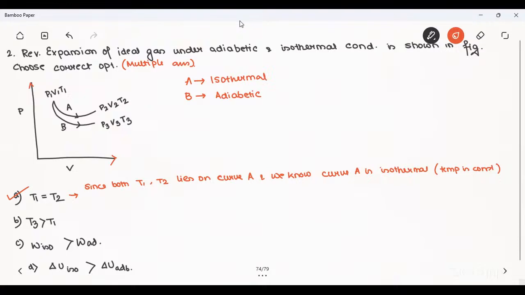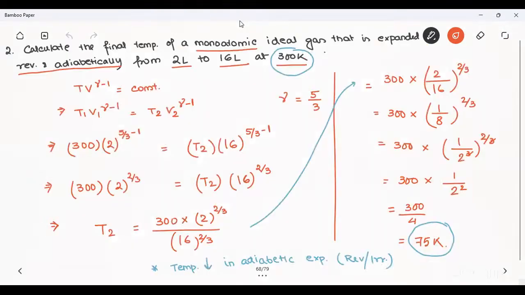Okay. Now, considering this, T3 is greater than T1. In my last class, while making you do a sum, I told you this: temperature decreases in adiabatic expansion. The adiabatic expansion can be reversible or irreversible. This is the conclusion I have already drawn in the last class.